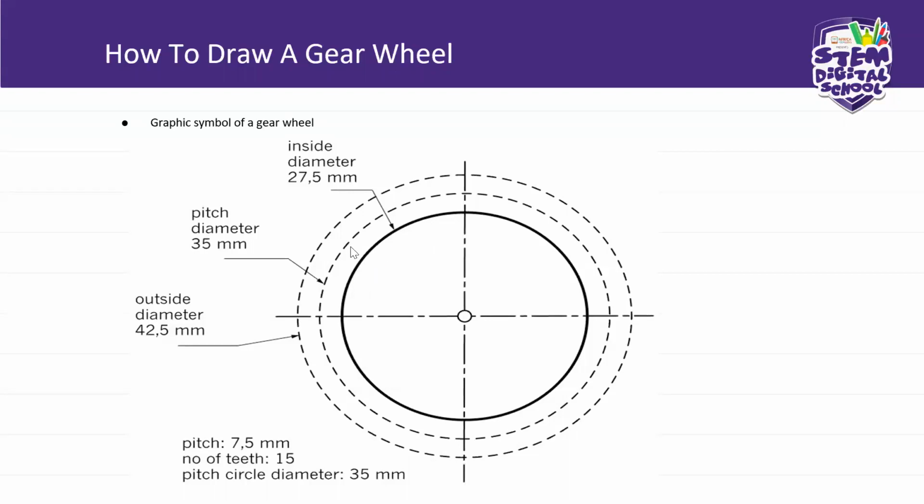Right. And then you draw the pitch diameter at 35 millimeters. So this one will be 27.5 millimeters, and the outside diameter will be 42.5 millimeters. So the pitch is 7.5 millimeters, number of teeth 15, pitch circle diameter 35 millimeters.